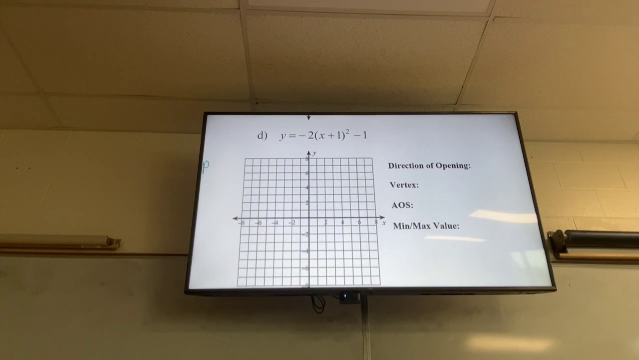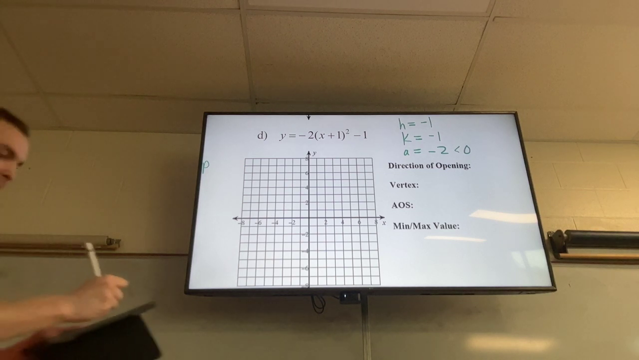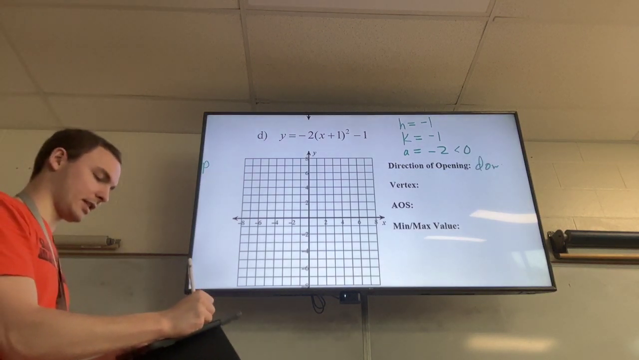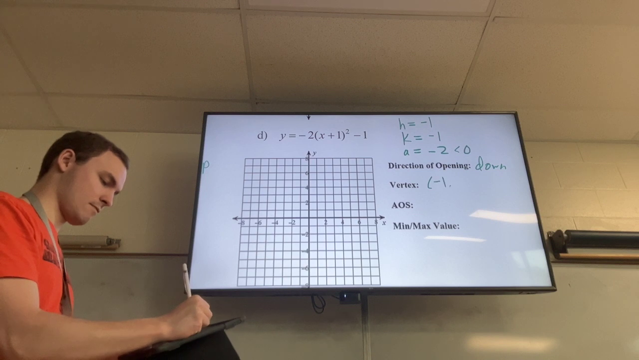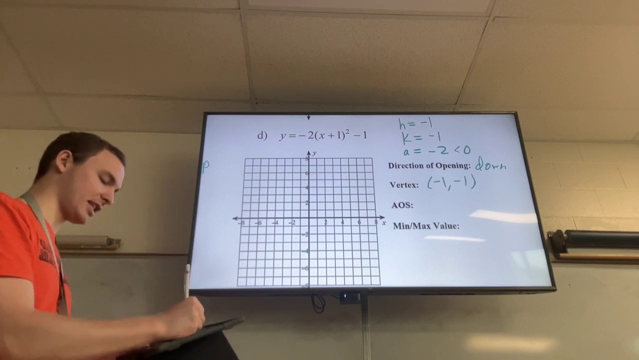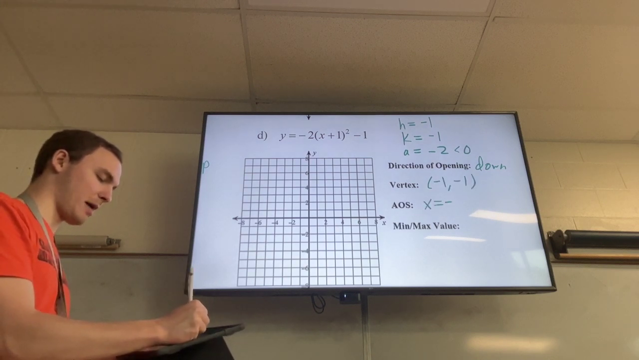What's my h here? -1, right? It's the opposite of whatever number is inside the parentheses. k is what? a is what? Which is less than 0, right? So what's my direction of opening here? What's my vertex? Love it. What's my AOS? Love it. What's my min-max value?